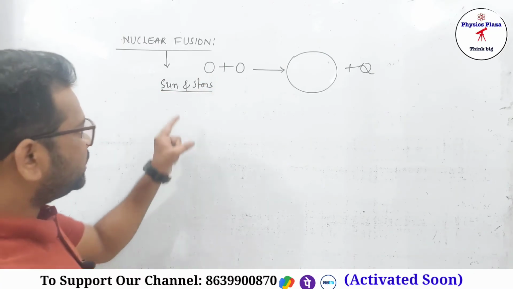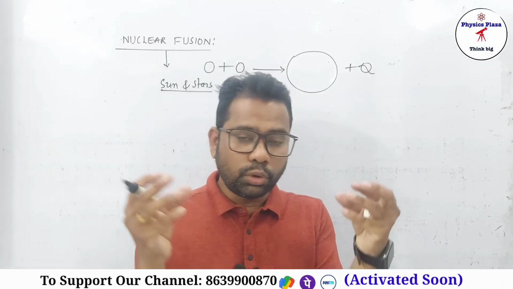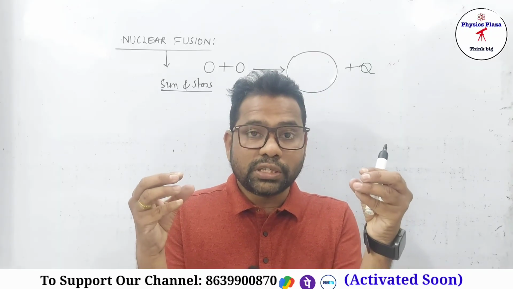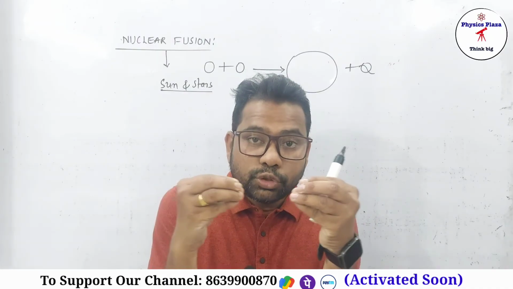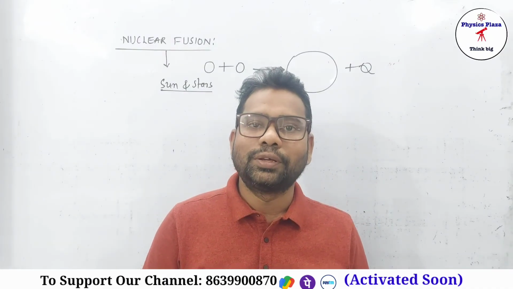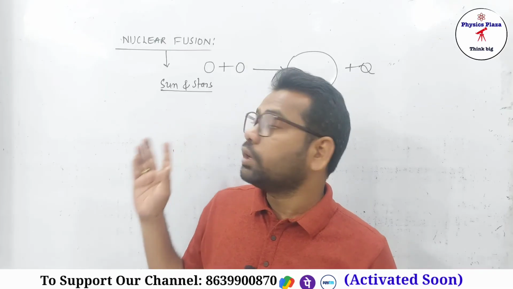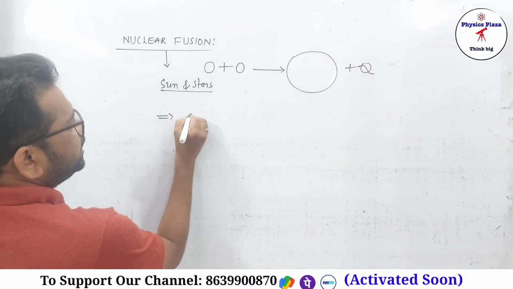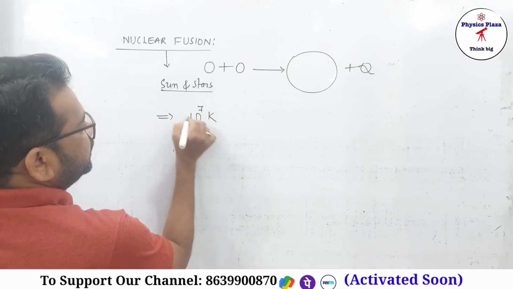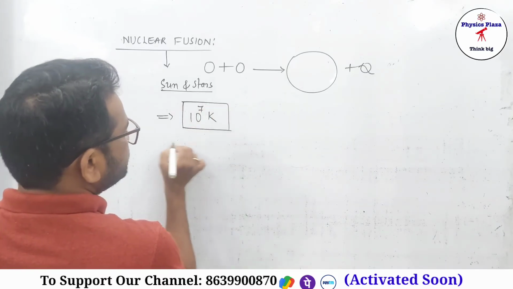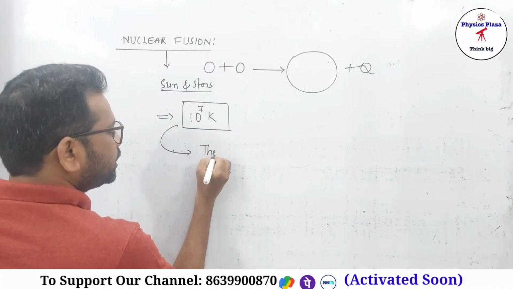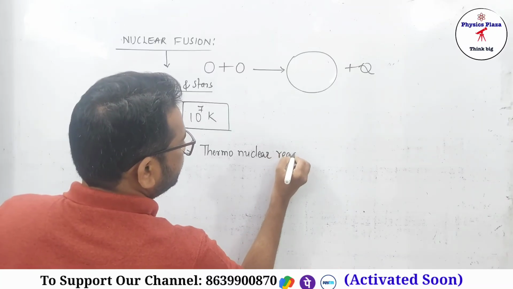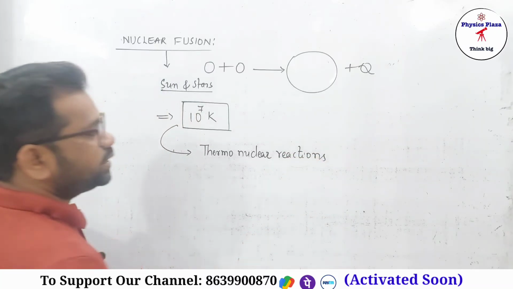During nuclear fusion, the protons should come together, and we know that protons are positively charged. Positively charged particles don't come together, but they have to come together and get fused. The very important thing is that these nuclear fusion reactions won't occur at ordinary temperatures. They occur only at very high temperature, 10 power 7 Kelvin. That's why nuclear fusion reactions are also called thermonuclear reactions. Thermonuclear reactions. Clear?